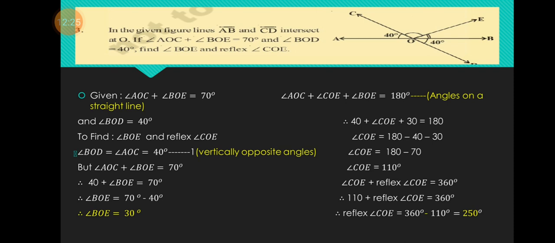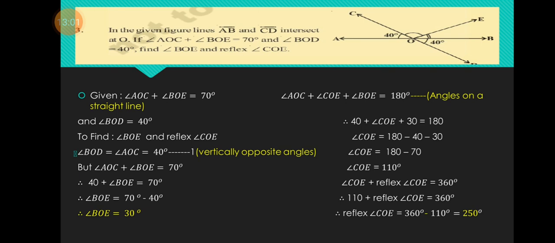Let us add. What did he ask here? Next one. Reflex angle COE. Angle AOC. Now see on the straight line AB, three angles are there. Angle AOC plus angle COE plus angle BOE is equal to 180, angles on a straight line. So, angle AOC is 40. Angle COE we don't know. Angle BOE is 30 degrees. We have already calculated. So, from this we have calculated angle COE is equal to 110 degrees.